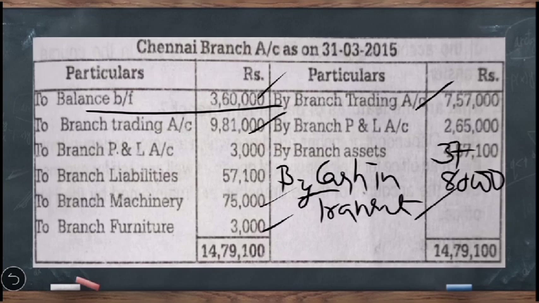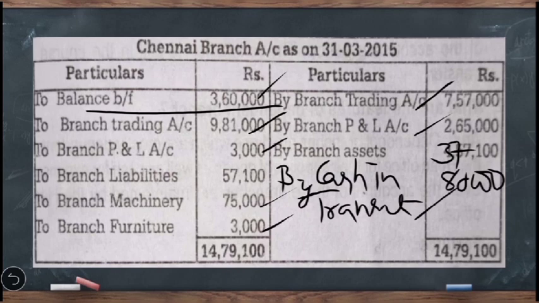The next one was for incorporating the debit items of branch profit and loss account. So, branch profit and loss account debit to branch account. Then the next entry was for incorporating the credit item of profit and loss account. The entry is Chennai branch account debit to profit and loss account.